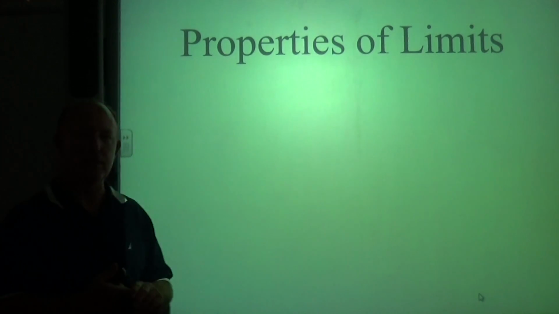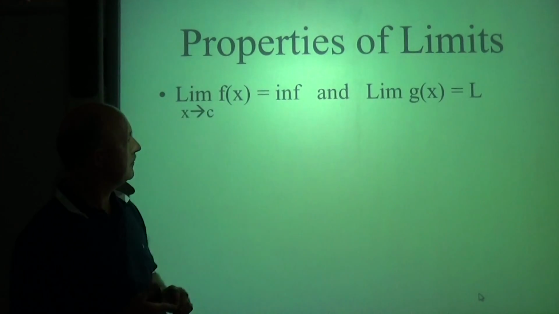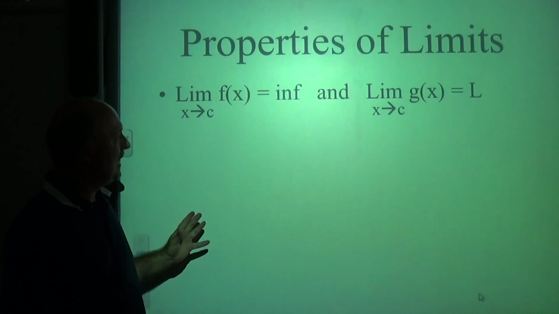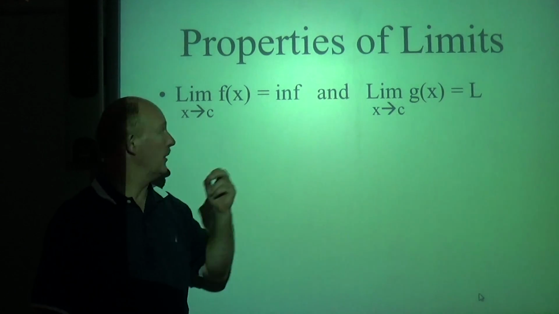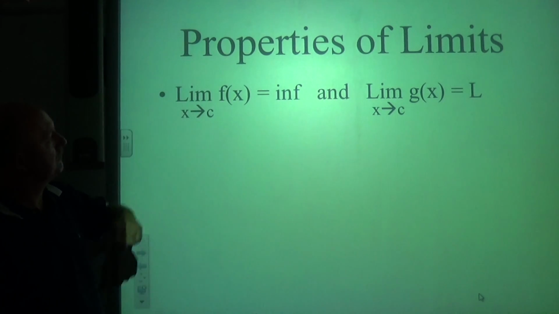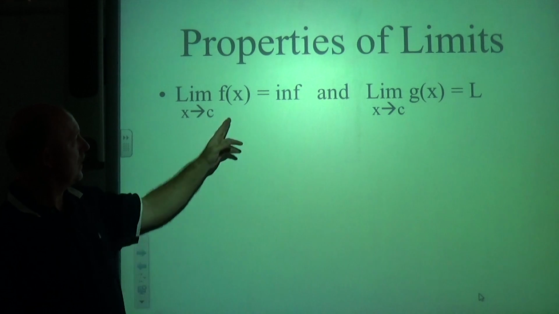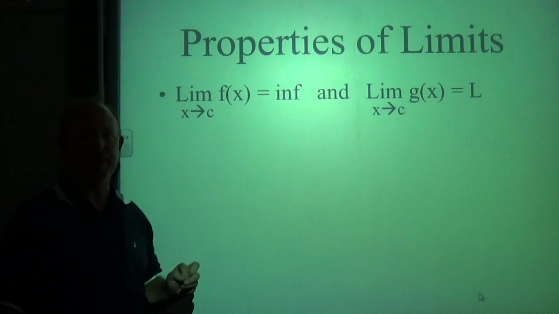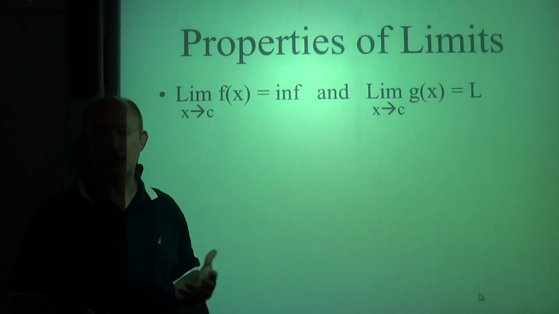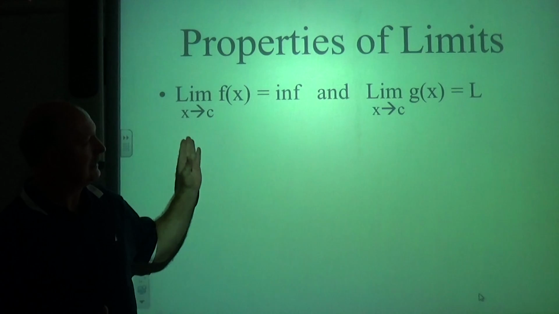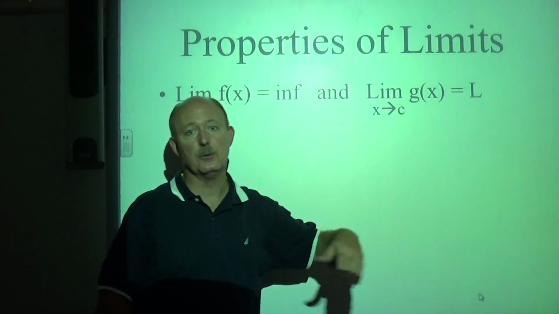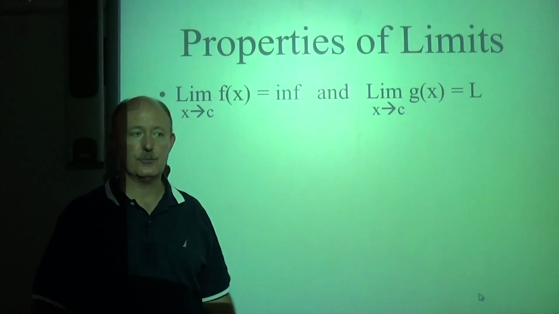So let's try another one. We'll do some properties on limits next. To begin with, let's describe two functions, f of x and g of x, and the limits of each. The limit as x approaches c of the first function, f of x, is equal to positive infinity. And let the limit as x approaches the same number of g of x equal some number L.